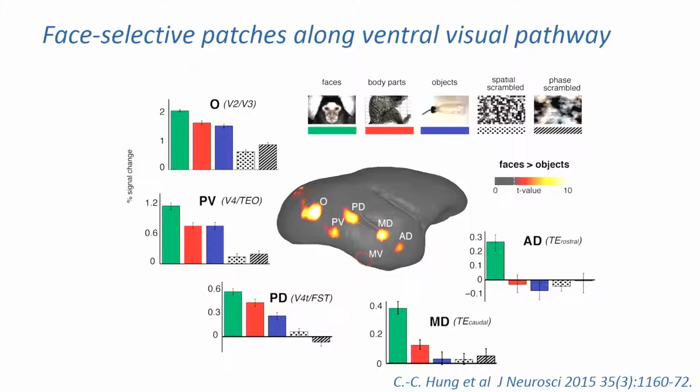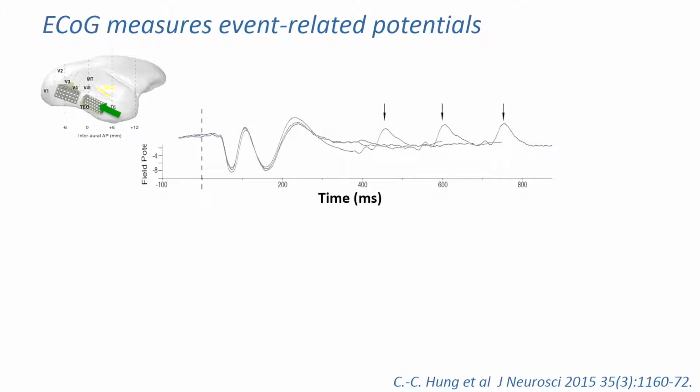And as you go from the most occipital area, area O, to the most anterior area O, then you see that these areas become really selective to the point that the most anterior areas pretty much only care about faces, and they don't care about anything else that is shown to the animal.